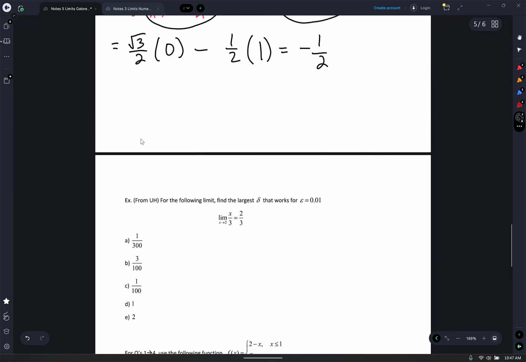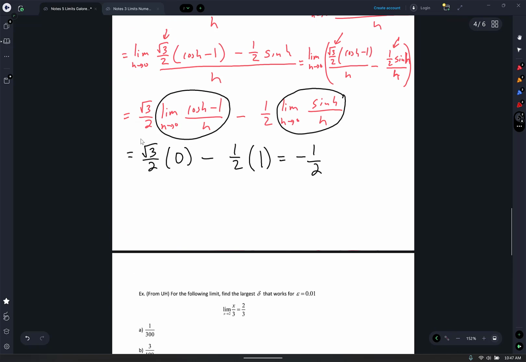Ready for this next one? Oh, were you still writing on this? Was that beautiful? I thought that was beautiful. Oh, wait, that says, oh, right: square root of 3 over 2 times 0 is just 0. How about that? All right.